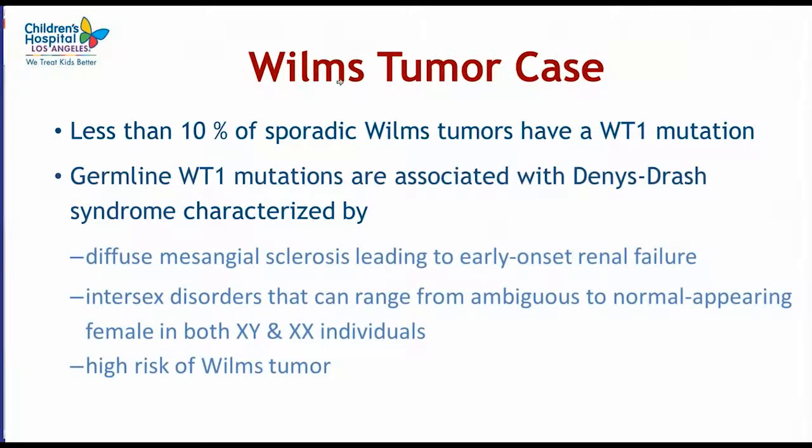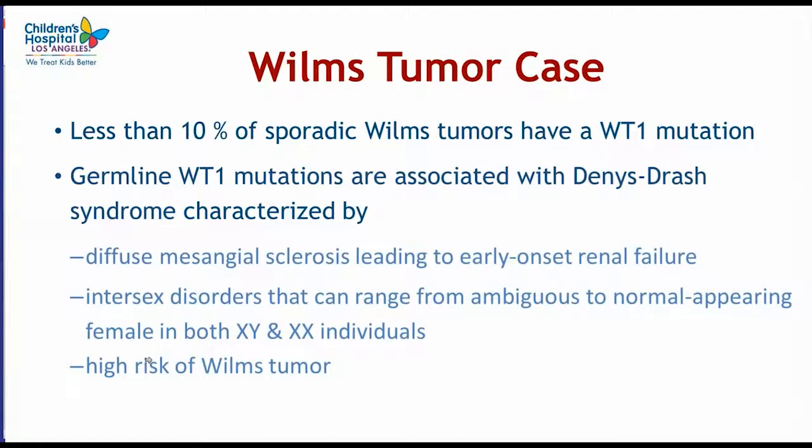However, the next step is to determine whether this is a sporadic, somatic WT1 mutation, or possibly germline WT1. In Wilms tumor cases, both are possible. In about 10% of sporadic Wilms tumor cases, there are WT1 mutations. However, if you have a germline WT1 mutation, that's associated with Denys-Drash syndrome. And among other phenotypes, Denys-Drash syndrome is associated with high risk of Wilms tumor.